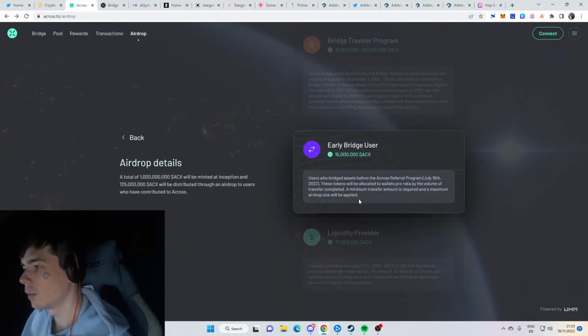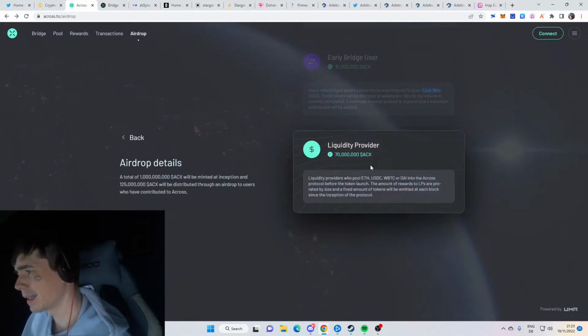Again, we have then the early bridge users, which is users who used the bridge early, which is July 18th of 2020. And then the liquidity providers, who, as most of the time, get rewarded the most because they bring the most value to the platform itself. Because if you bring in liquidity to bridge over, then you are helping the protocol out and doing it a favor by supplying your own liquidity. And I think that's one reason why we always said do them.